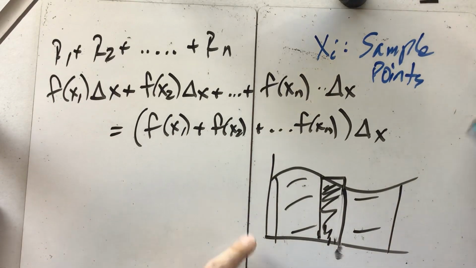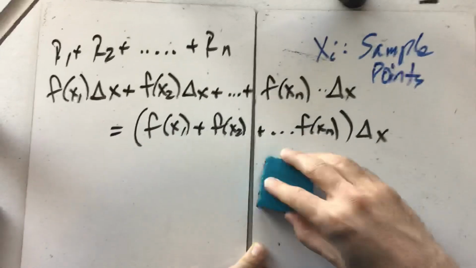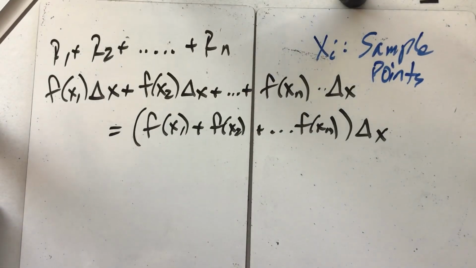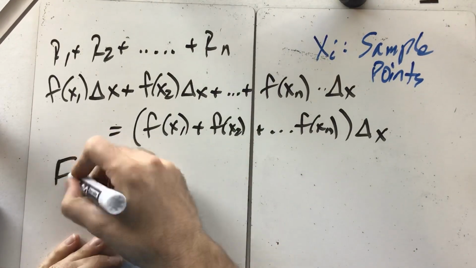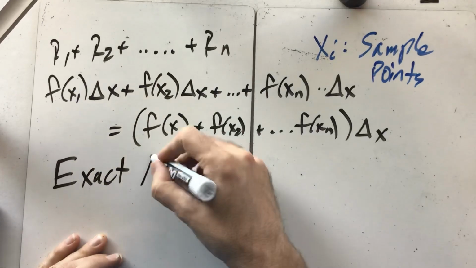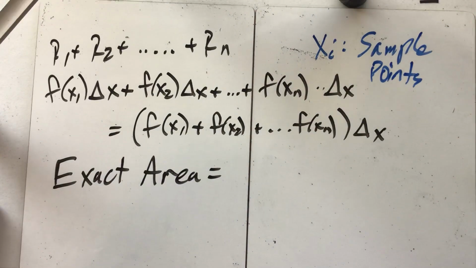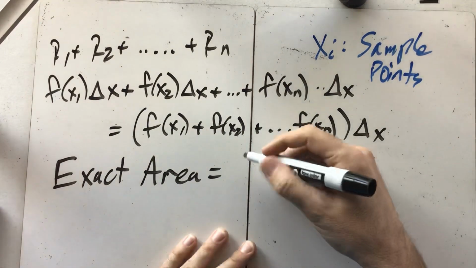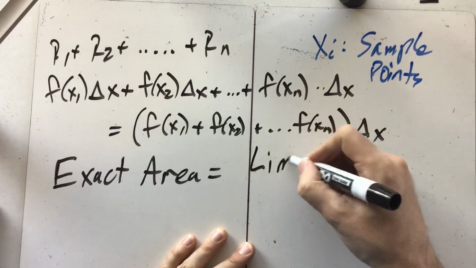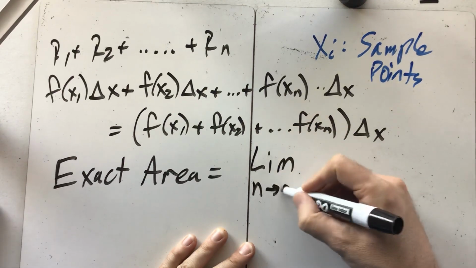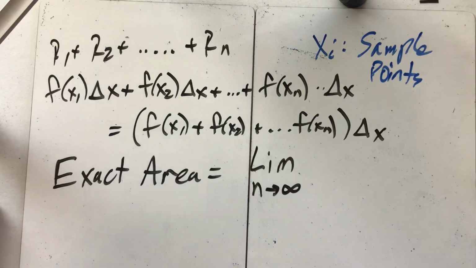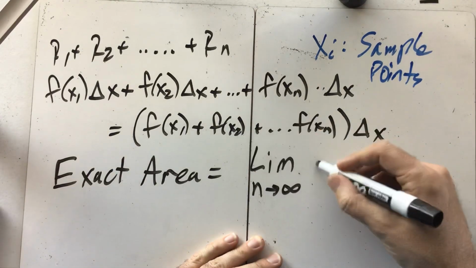Okay? Now, what is the area exactly? Well, the exact area, this is just an approximation. How would we go from approximate to exact? Well, we let the number of rectangles get larger and larger and larger. And what does it mean to let it get larger and larger? It means we take a limit. And we take the limit as the number of rectangles approaches infinity of that equation.